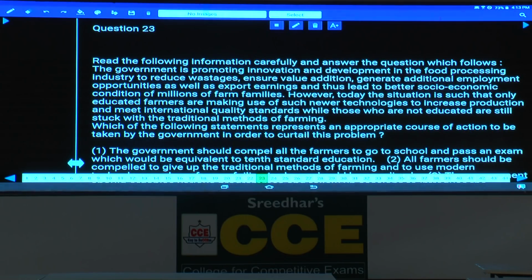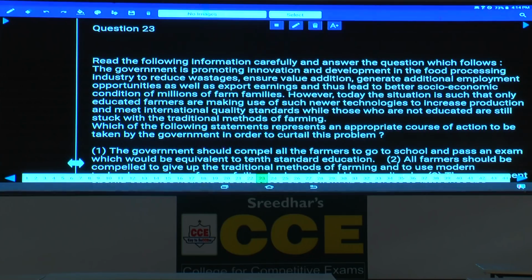Then coming to question number 23. While solving these questions on critical reasoning, what am I doing here? If you observe, I am underlining some of the words. Why am I underlining these? These are nothing but the key terms, because the final conclusions will be based on those key terms only. Hence, while solving this, please try to underline the important words or the key terms.